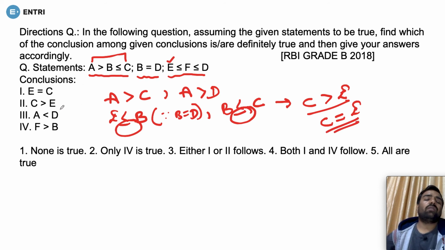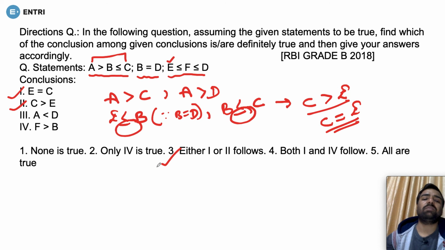Now, what are all the options given? The options that are given are: none of the following is true. E is greater than C, this option is seeming true. C is greater than E, this is also seeming true. So only 4 is true. No. Either 1 or 2 follows. Now this is correct. Both 1 and 4 follow. Nope. All are true. No.